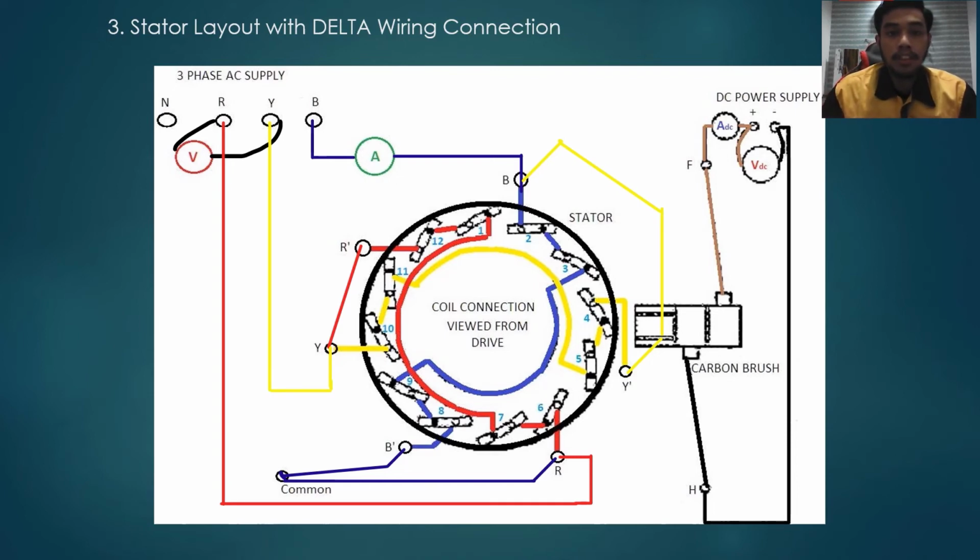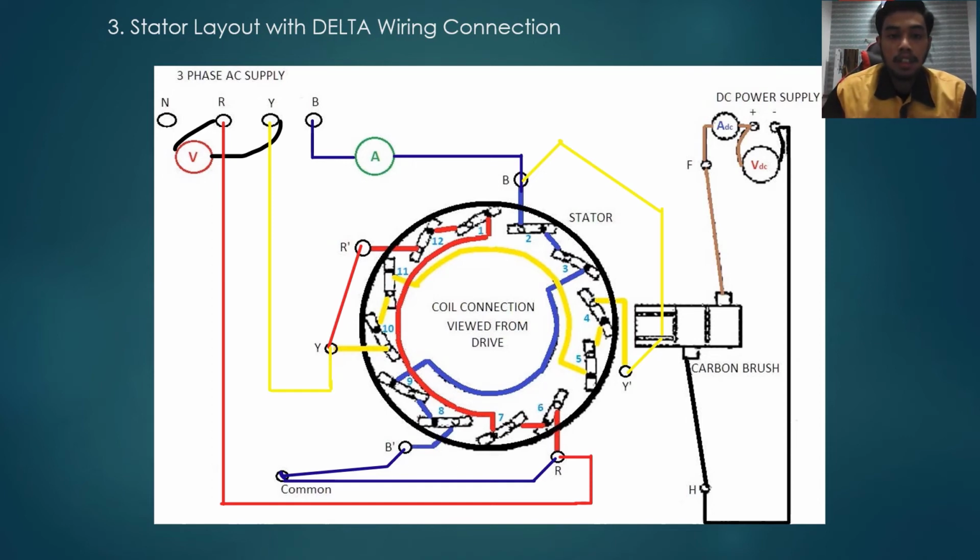First, I will present the stator layout for the delta wiring connection. As we can see here, in the delta wiring connection there will be no neutral involved. For the stator connection, the inside of the coil is the same as the star connection, just the outer part of the stator coil is different. The DC supply connection to the rotor is also the same as the star connection.